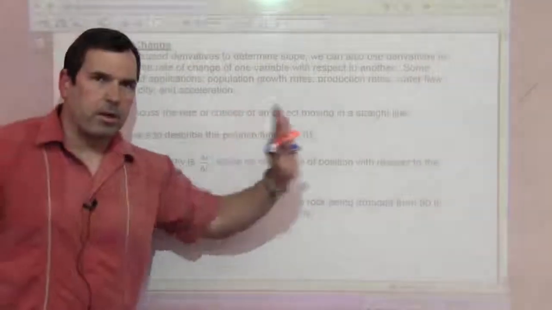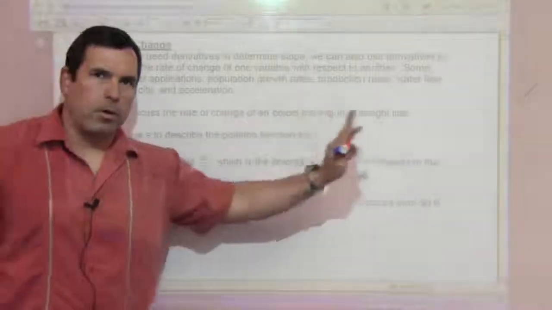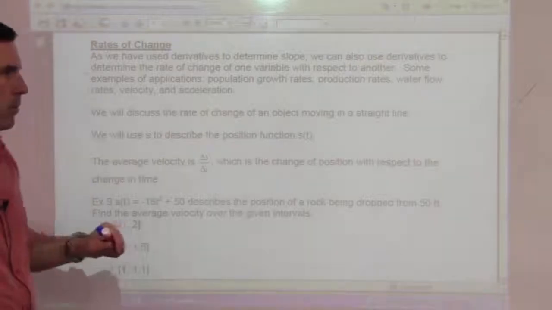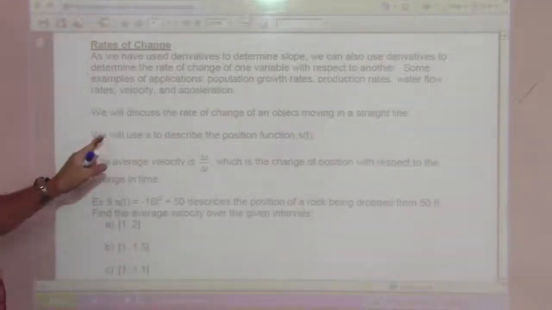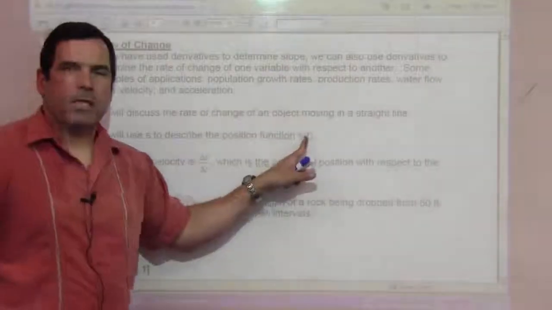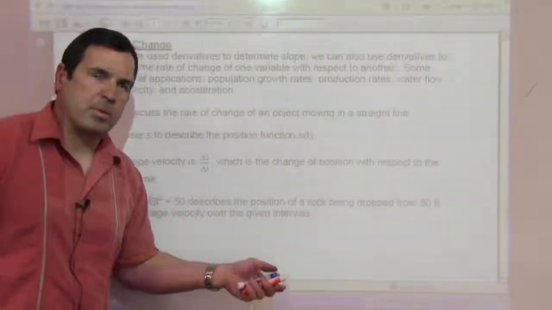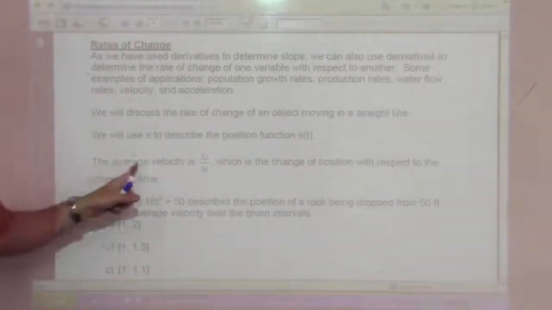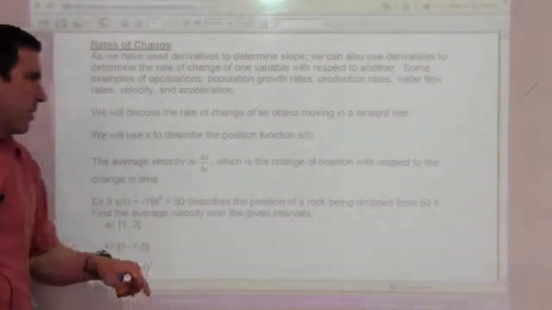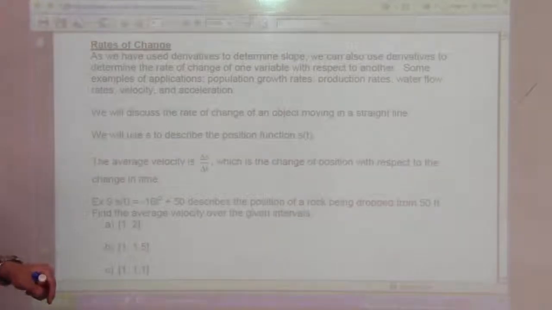How is it moving? Is it going fast, slow? Is it going to the right, going to the left? What's happening? So we use s to describe the position function s of t. S typically describes position. The average velocity is delta s over delta t, which is the change of position with respect to the change in time.